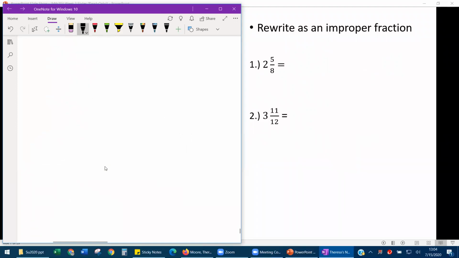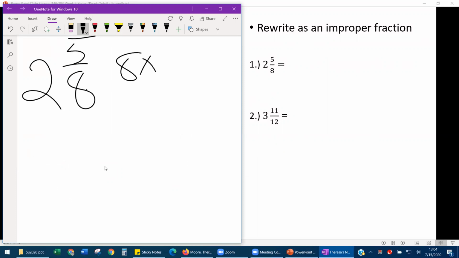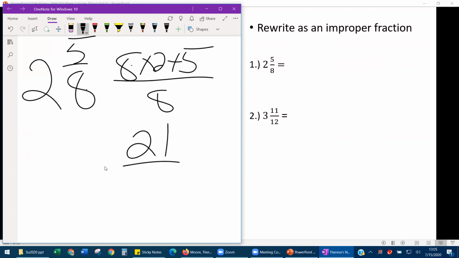Now we're going to take these mixed numbers and turn them to improper fractions. So we have 2 5/8. 8 times 2 plus 5 all over 8. 8 times 2 is 16, plus 5 is 21 over 8. So 2 5/8 is equal to the improper fraction 21/8.